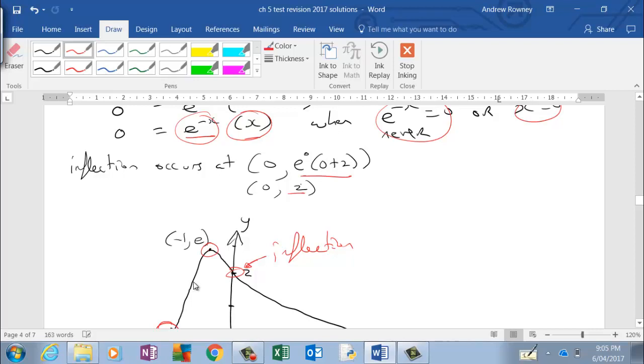The inflection is going from a concave section, that concave, to a convex. It's changing shape. So it's going from a decreasing rate to an increasing rate.